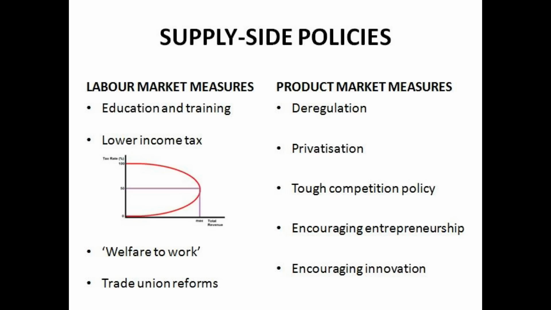Another labour market measure is welfare to work, which are basically policies which increase incentives to work. So along with the lowering of income tax, there's the national minimum wage, because obviously people don't want to be working for £3 an hour. So anything that will encourage people to work. So also reducing benefits can sort of go in that one.